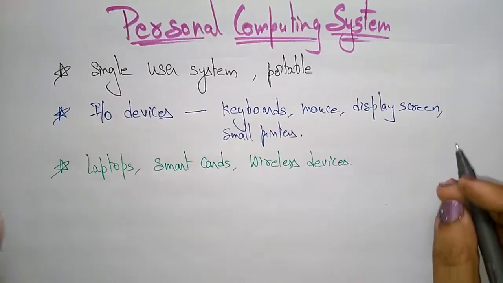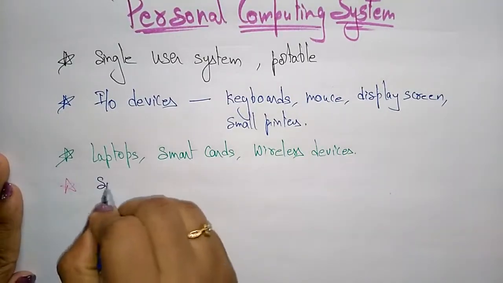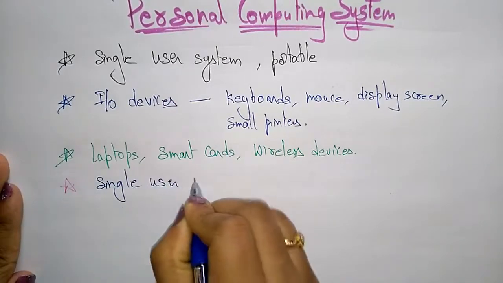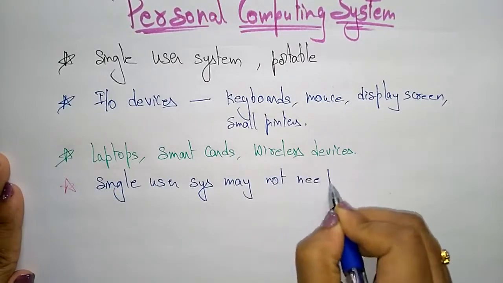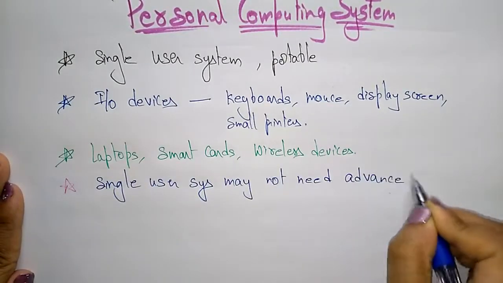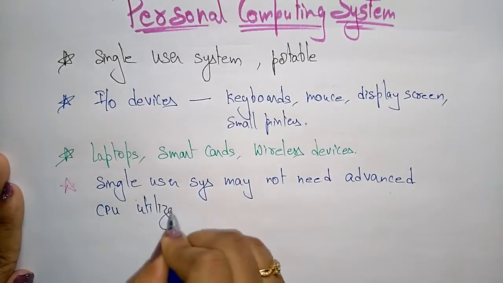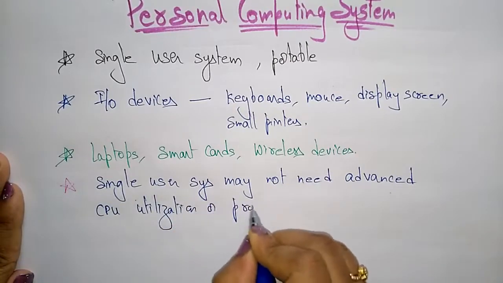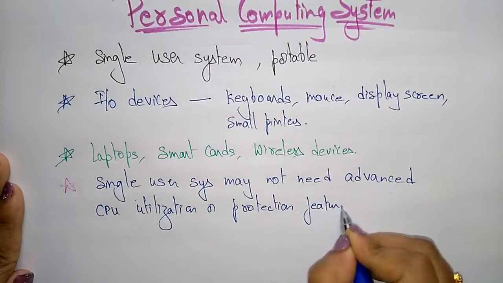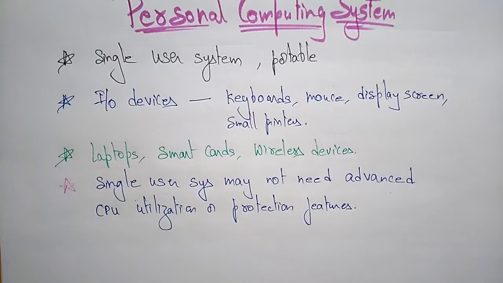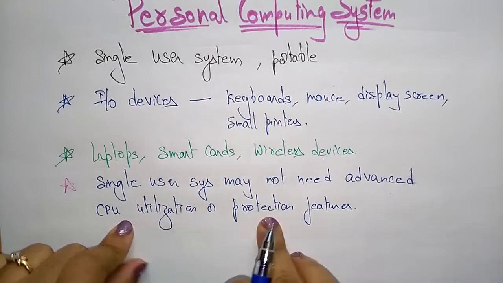And next, a single user. So if you take a single user system, it may not need advanced CPU utilization or protection features. So when compared to the other batch systems or other operating systems, your personal computing system need not require advanced features of CPU utilization and protection features.